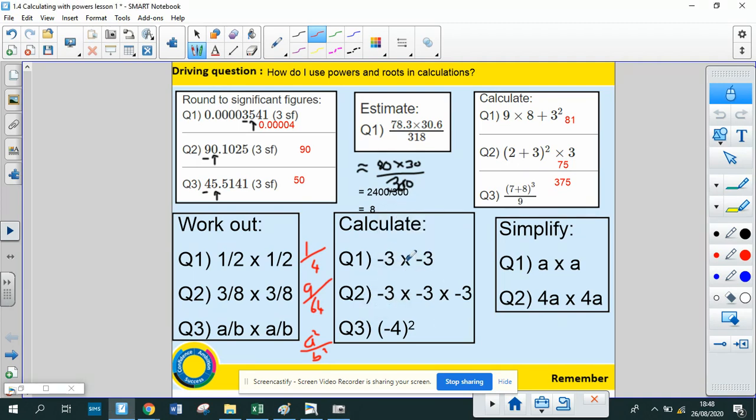Now some practice on negatives. Negative 3 multiplied by negative 3 is positive 9. Multiplied by negative 3 again is negative 27. Negative 4 squared, negative 4 multiplied by negative 4 is positive 16. A multiplied by A is A squared, and 4A multiplied by 4A is 16A squared.